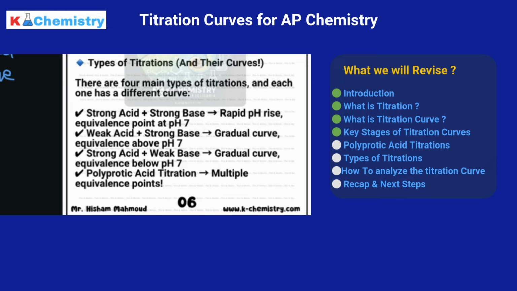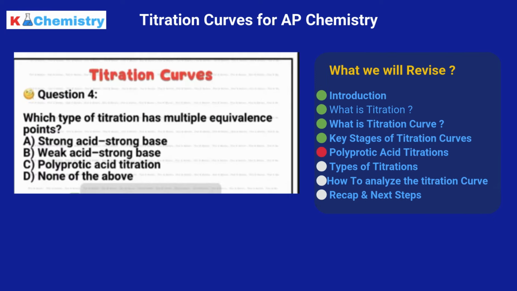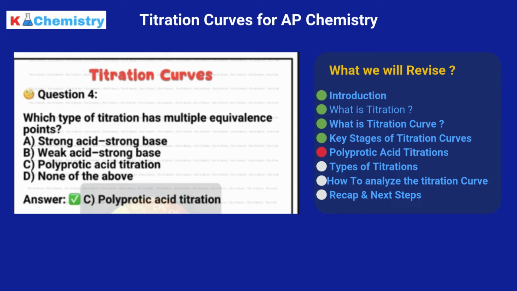Oh, I hear somebody asking, what about weak and weak? Weak acid and weak base, don't forget weak acid and weak base. Yeah, we are going to come to this also. The next question is asking which type of titration has multiple equivalence points. That will be the polyprotic acid titration. We'll take and understand this later also. I've been saying later a lot. Don't worry, this is what we always do when we are studying any topic.